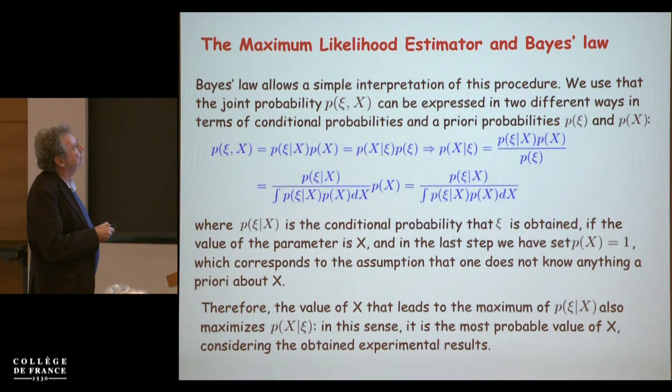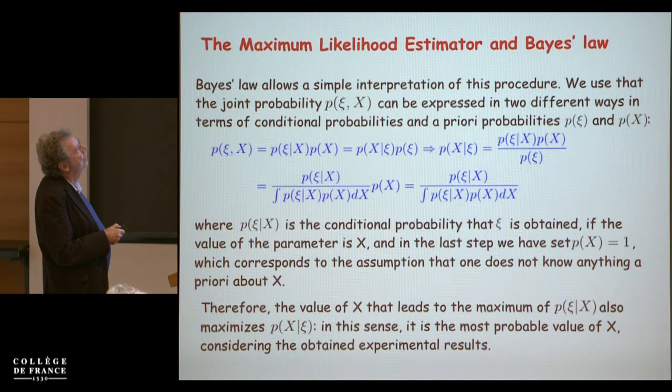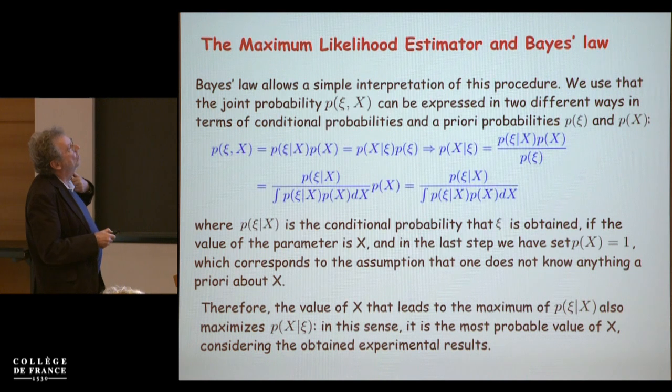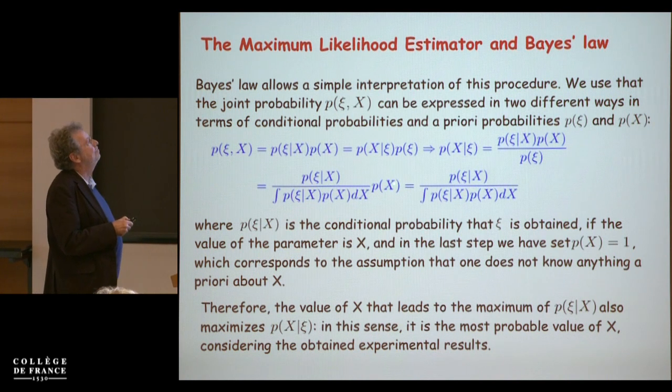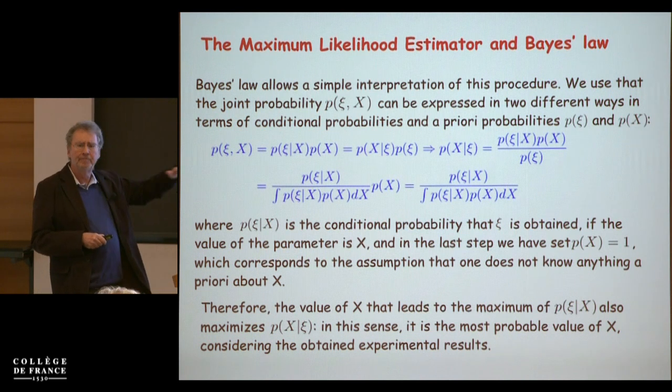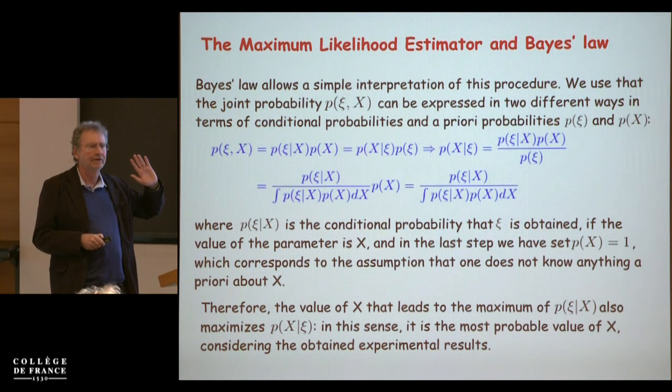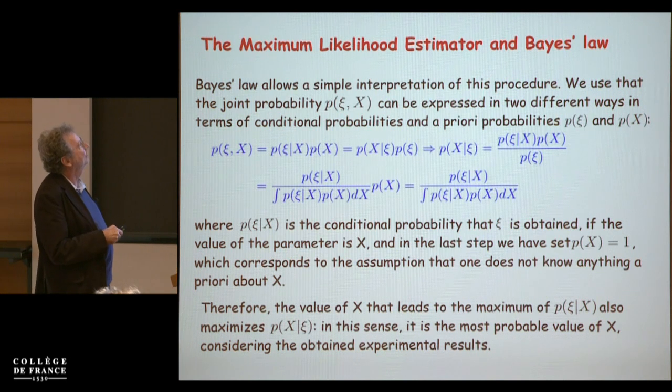Okay? So from these two expressions, we get a relationship between this conditional probability and this one. And in fact, we know that P of psi can be written like that. It's just the integration of this joint probability with respect to all possible values of x. So it can be written in this way. If we assume now that P of x is flat, that means we don't know anything about x, then this becomes this expression here, which shows that in fact this conditional probability is proportional to this one.